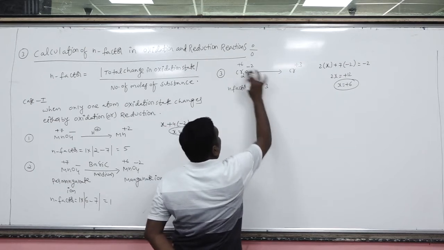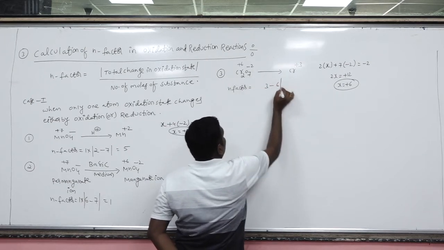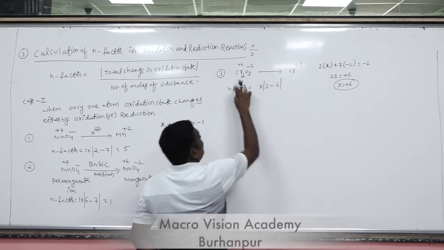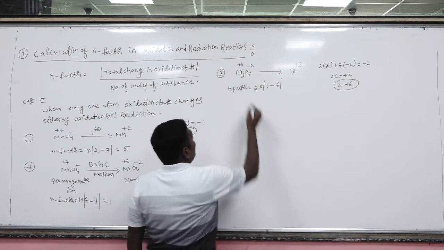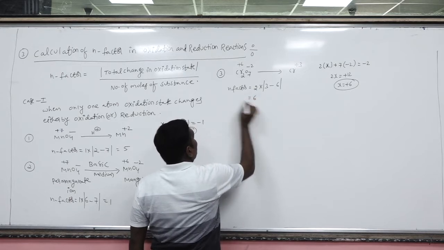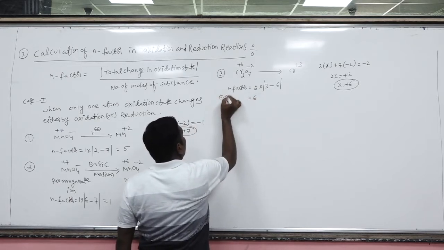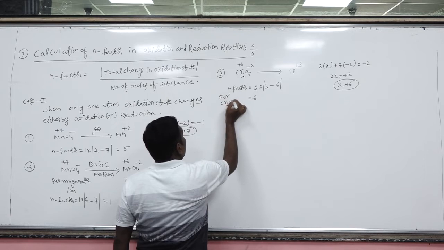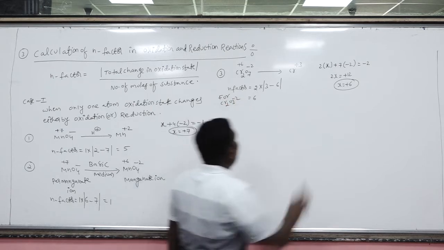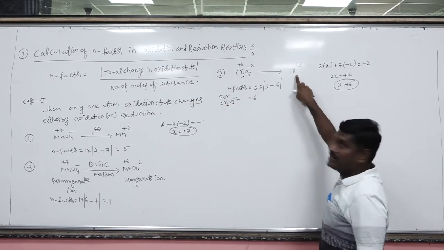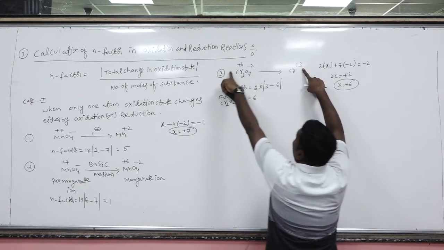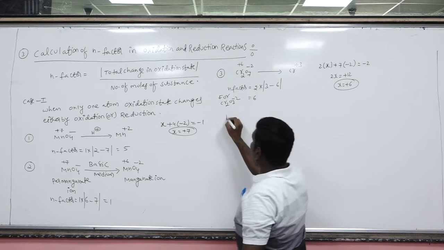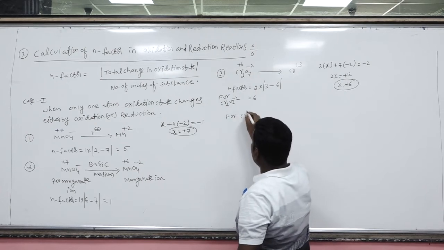Now chromium changes in oxidation number. How many chromium atoms are there? 2. So N factor is equal to 6 for the dichromate ion. Remember, we can calculate the N factor of chromium +3 also. Then this will be the initial oxidation number and this will be the final oxidation number. So we can calculate chromium +3 N factor also.